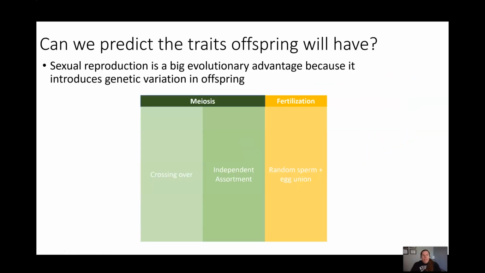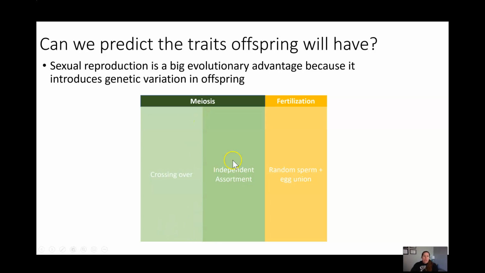So the whole point of classical genetics, this lab and chapter 9 for us, is talking about being able to predict the traits that offspring will have. Remember that the big advantage of sexual reproduction is that we can introduce variation in our offspring. And this happens in three main ways.